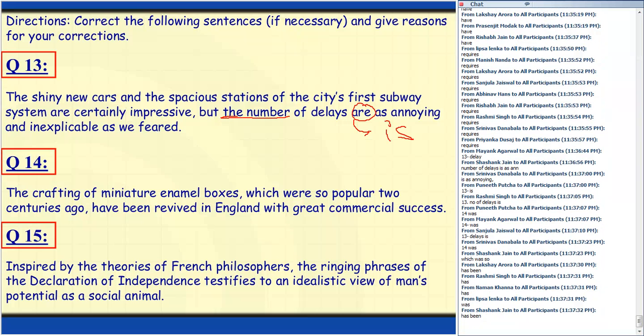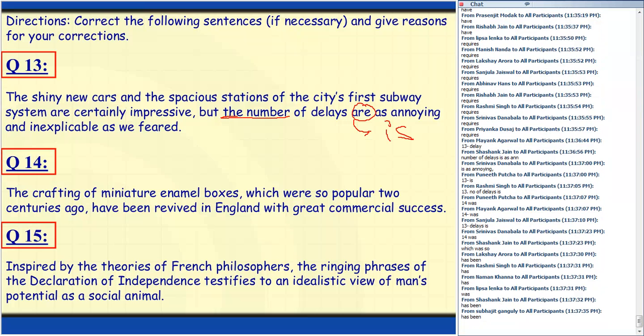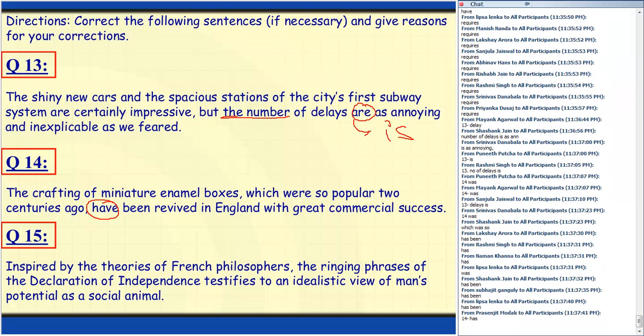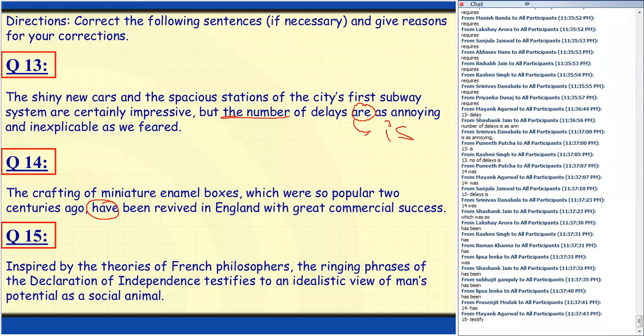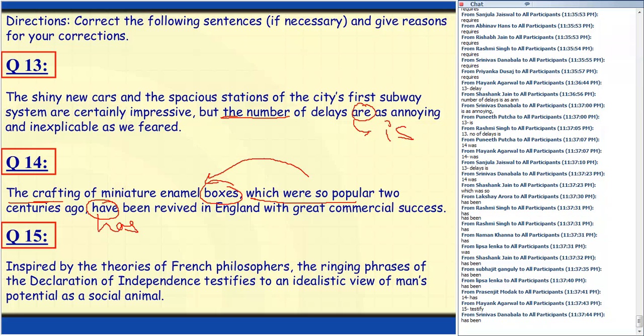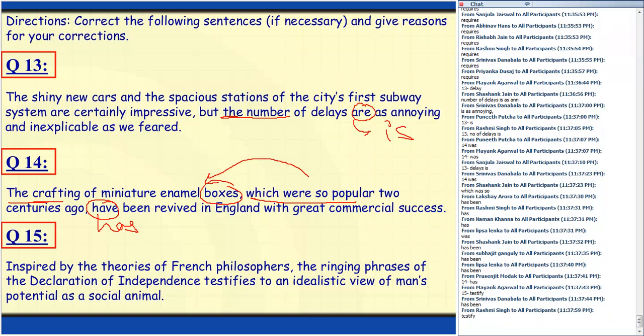Now, the crafting of miniature enamel boxes, which was so popular 2 centuries ago, has been revived. Because you're talking about the crafting, it should be has been revived in England. Now, which was so popular is correct because it refers to the enamel boxes. Boxes plural, so which were so popular 2 centuries ago? There's nothing wrong here. The wrong portion is here in has.